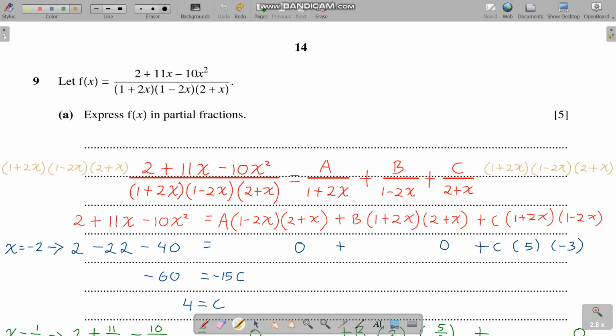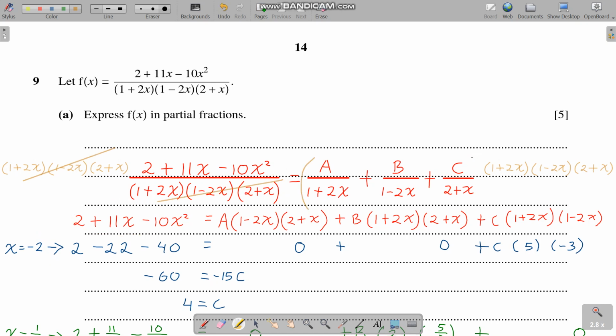So for the 1 plus 2x, a simple distinct linear, we use this form. For the 1 minus 2x, same thing. 2 plus x, same thing. Okay, so we have to use the forms, and then we multiply both sides by the denominator. We cancel out, we have only the numerator.